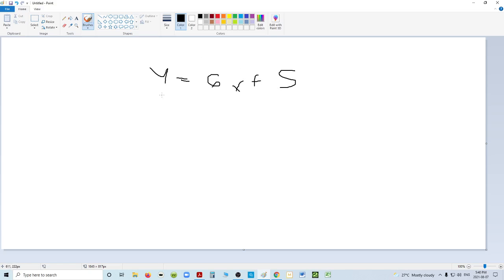The first step in inverse relations is swap the x and the y. So just rewrite your equation, but where you see y, put an x, and where you see x, put a y. The next point is to get this y all alone. And to do that, that's standard algebra.